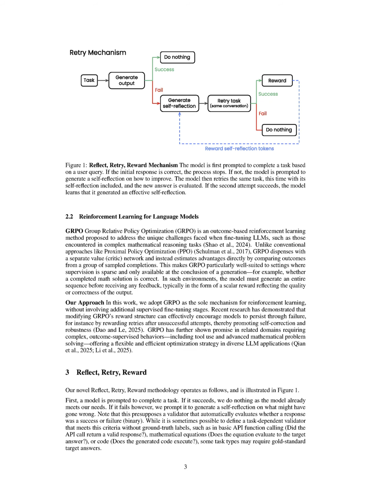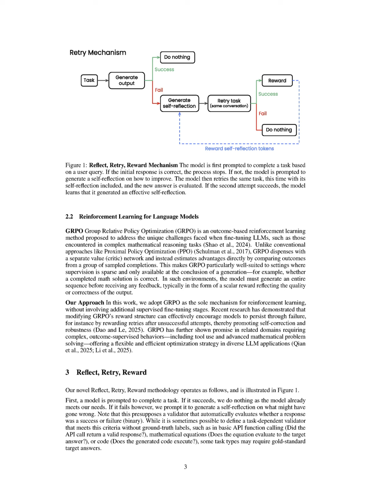The theoretical benefits of using Group Relative Policy Optimization, GRPO, for training self-reflection in LLMs include its ability to directly estimate advantages by comparing outcomes from a group of sampled completions, which is particularly useful in environments with sparse supervision. This contrasts with traditional methods like Proximal Policy Optimization, PPO, which rely on a separate value, critic network, making GRPO more efficient in scenarios where feedback is only available at the end of a generation.